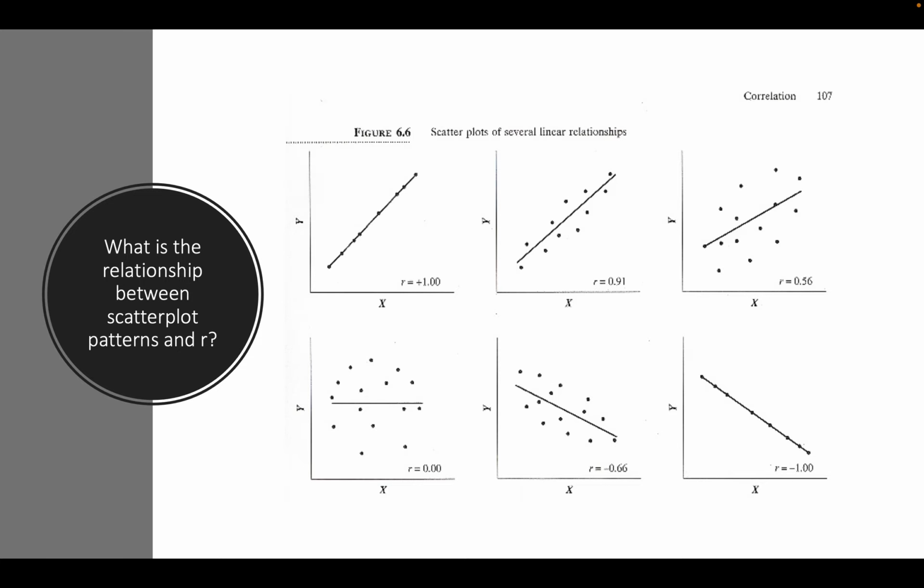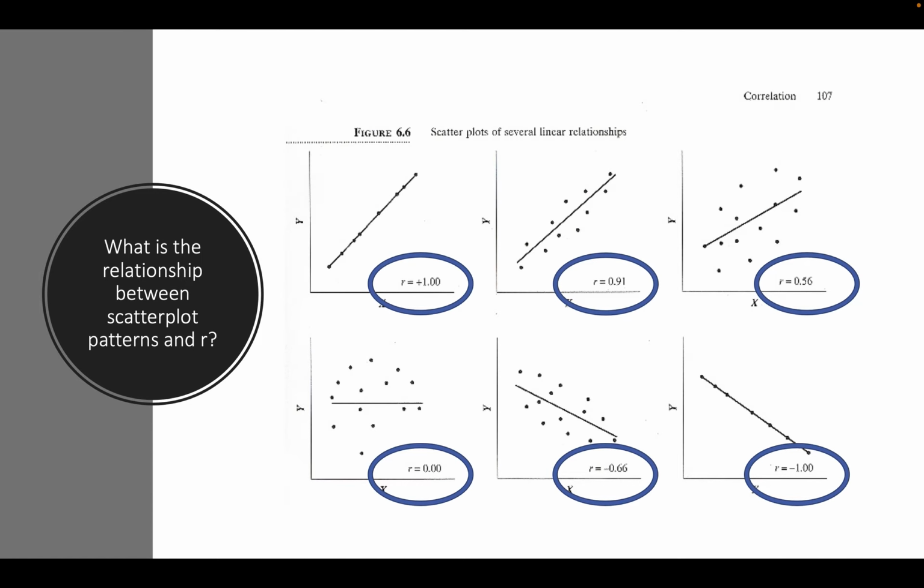Now, here are the examples that we looked at a few slides back, but we're going to take a look at the Pearson R values associated with them. As you can see, the first example has a perfect positive 1.00. The top middle example has a Pearson value of 0.91, so that's a pretty strong positive relationship. The third on the top is a positive 0.56, which is a pretty moderate positive relationship.